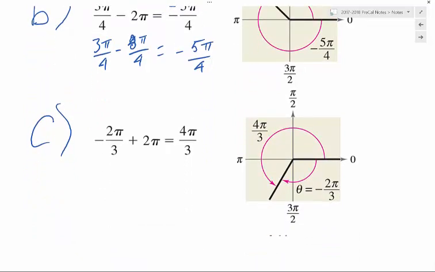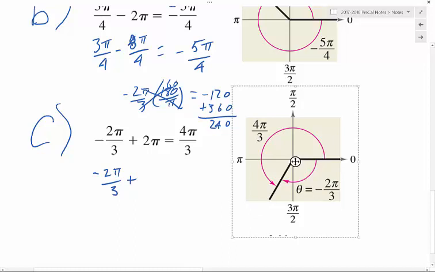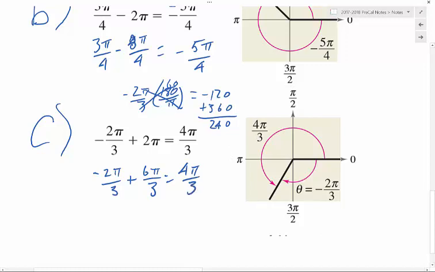For C, if I have negative 2 pi over 3, times 180 over pi gives me negative 120 degrees, minus 360, and I get 240. So if I have negative 2 pi over 3, and I subtract 2 pi, which means I'm just going to add 6 pi over 3, I will get 4 pi over 3 as my answer.